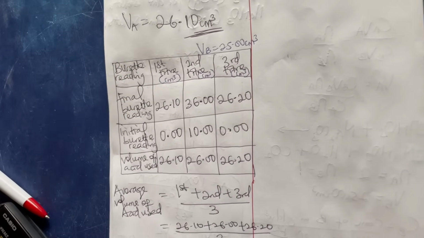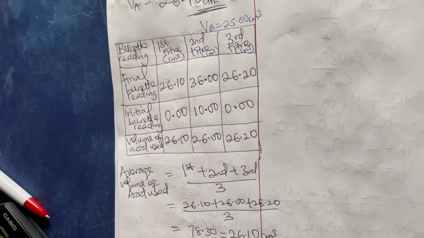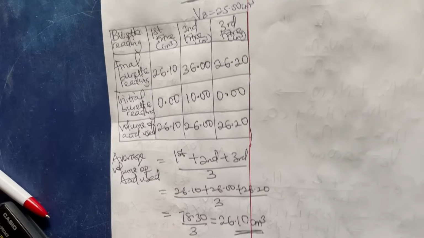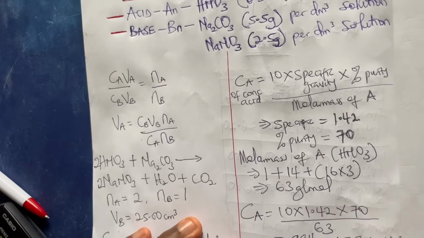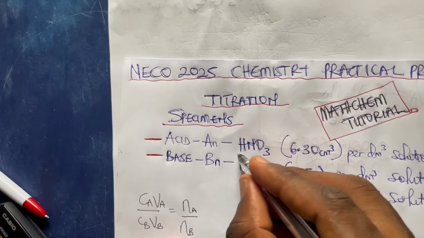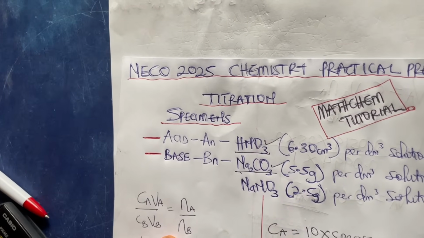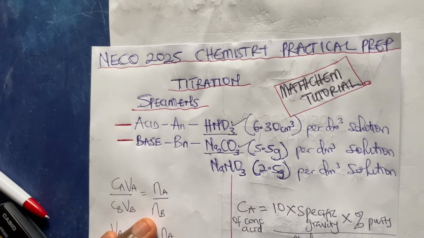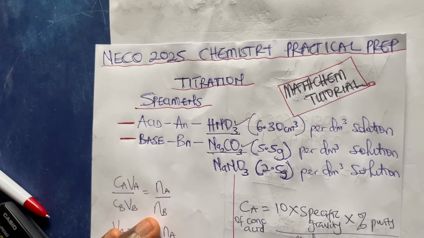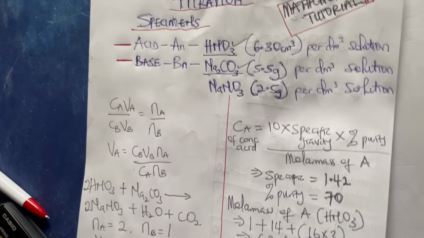That's all. And remember that the indicator we are going to use is methyl orange. Why are we using methyl orange? It's because the suitable indicator for the titration between a strong acid and a weak base, strong acid and weak base, is methyl orange. That is a must that you must use.